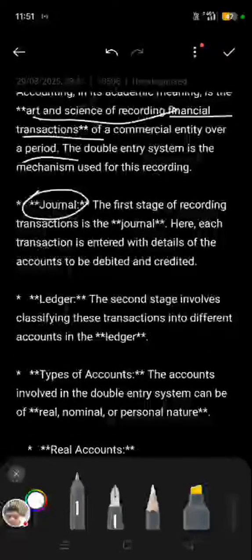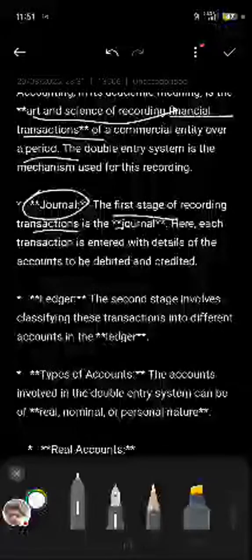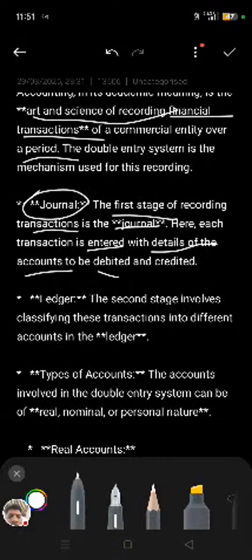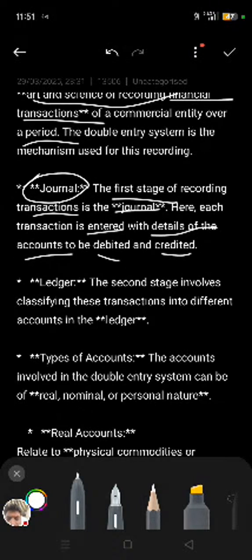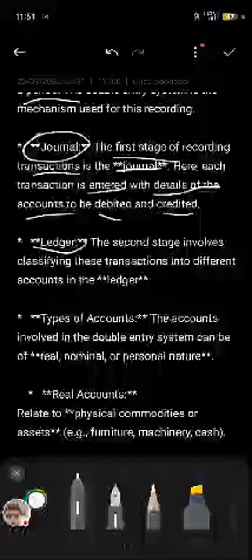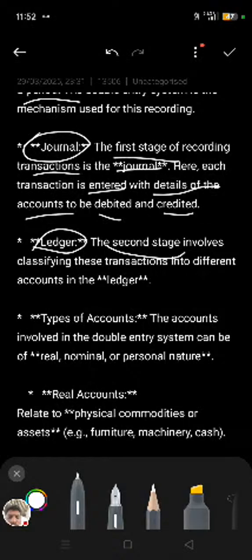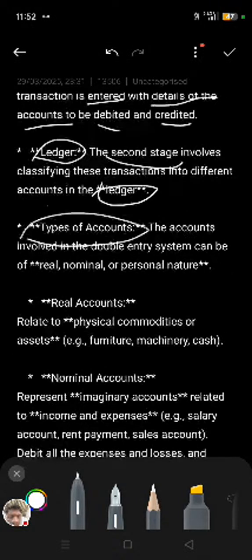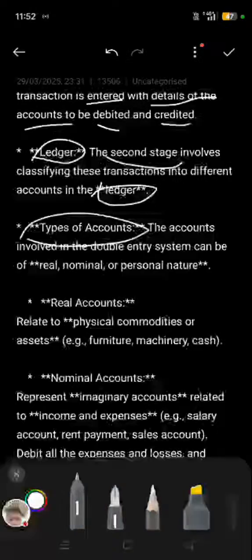Key term: the journal. The first stage of recording transactions. Here, each transaction is entered with details of the accounts to be debited and credited. Then comes the ledger. The second stage involves classifying these transactions into different accounts in the ledger. Then come the types of accounts. The accounts involved in the double entry system can be real, nominal, or personal.